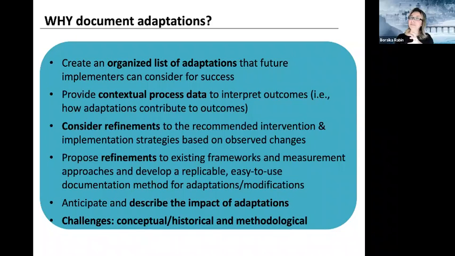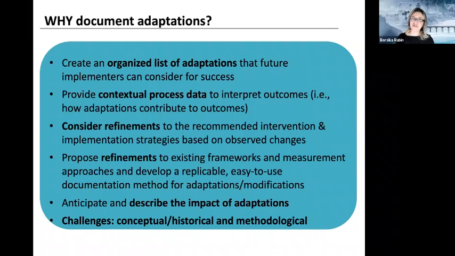Understanding how to interpret our findings in the context of these adaptations. Considering refinements to the program, both during implementation and after. And then also starting to think about the impact of adaptations. This is an area that has not been explored fully. There are some models that are emerging, but being able to say that as a result of an adaptation, better or worse outcomes came about is critical, and I think we should start to develop that further.